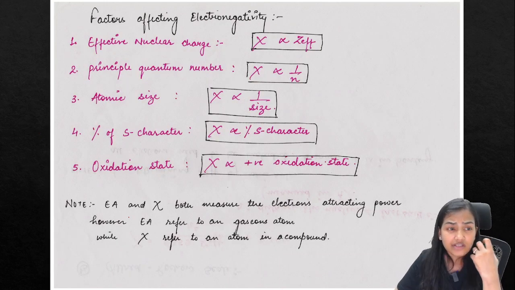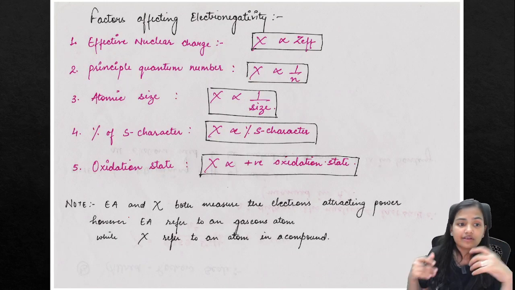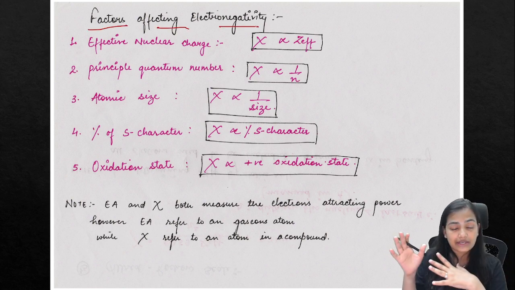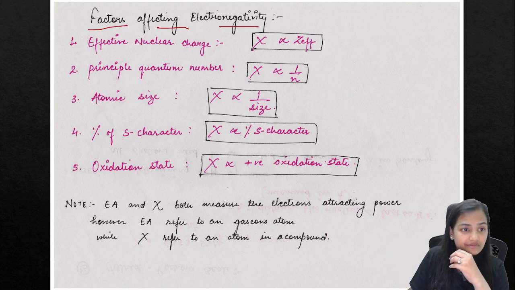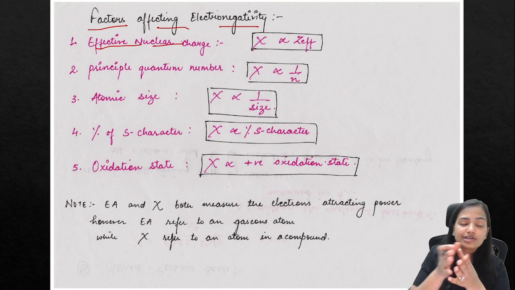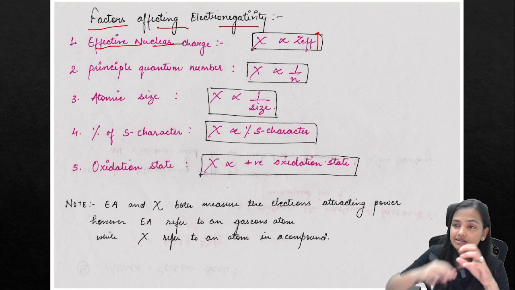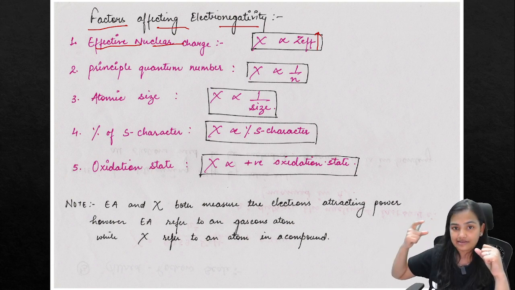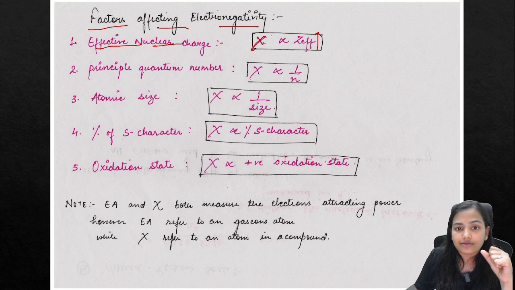Overall, what would be the factors that affect the electronegativity? We can say Z effective, of course. Allred-Rochow has also talked about the Z effective. As the Z effective increases, the pulling tendency for the shared pair of electrons increases, so the electronegativity increases, directly proportional.